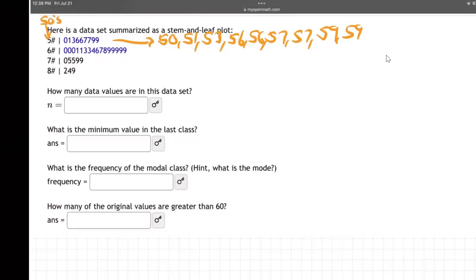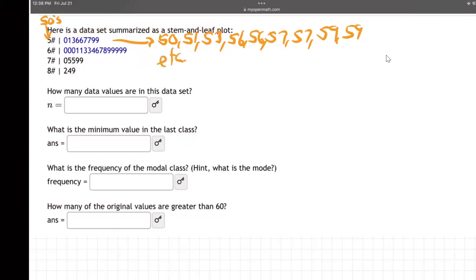So this is called the stem. It's the beginning, and then the leaves come after. These are all the second digits, right? So 50, 51, 53, etc. on down the line. So I'll just go etc.